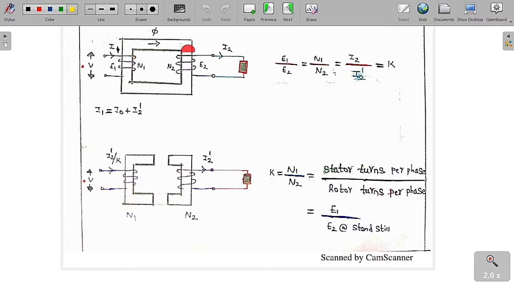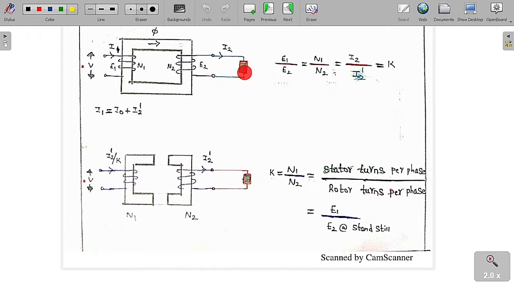So this is a transformer. This is called the primary winding and this is called the secondary winding. To the primary winding we give a supply voltage V, and we connect a load to the secondary of this transformer. The primary has a number of turns N1, the secondary has a number of turns N2. E1 is the induced EMF in the primary winding and E2 is the induced EMF in the secondary.